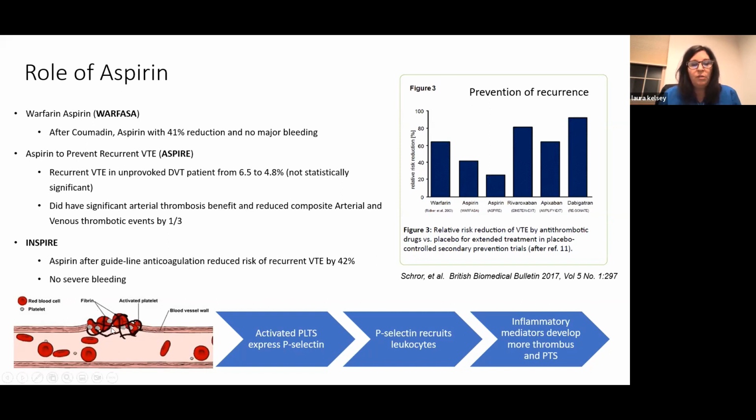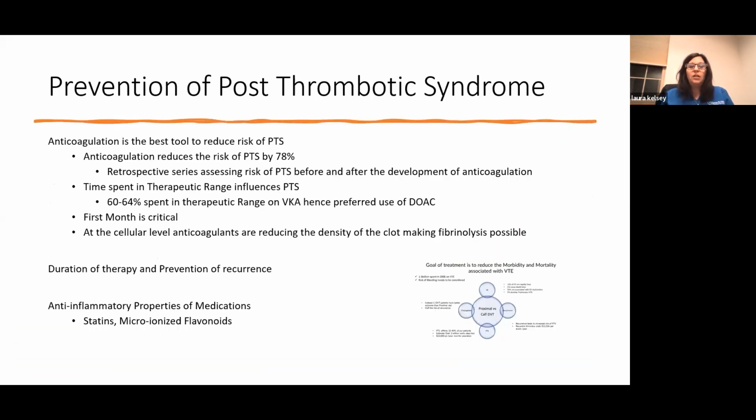And to review a little bit of cellular information, we've long understood the role of antiplatelet medication in arterial disease. In venous disease, the platelets express P-selectin. P-selectin recruits these inflammatory mediators. These inflammatory mediators then lead to more thrombus and post-thrombotic syndrome. So in the spirit of keeping with we're treating to reduce the morbidity and mortality, one of the morbidities is post-thrombotic syndrome, right? Up to 40% of our patient population can have that after a clot. And anticoagulation is really the best tool to reduce the risk of post-thrombotic syndrome.